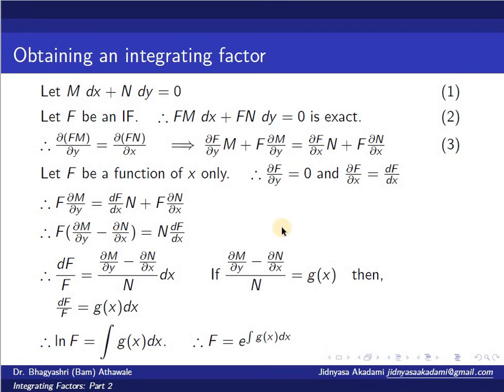So one simple thing is, if we change x by y, that means why this f should be a function of x only. If it is a function of y only, then this ∂f/∂x is 0, and ∂f/∂y is the ordinary derivative of f with respect to y, df/dy.